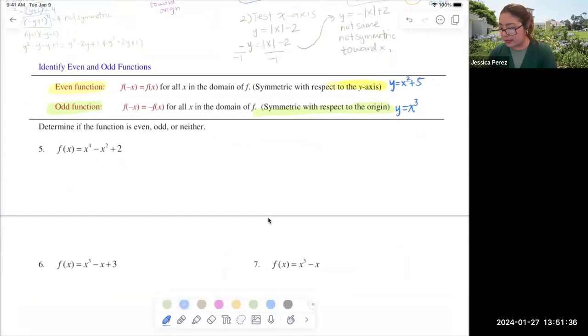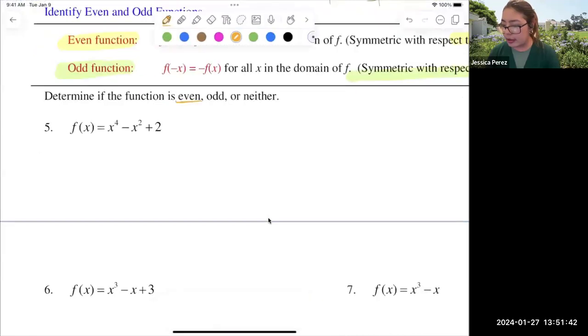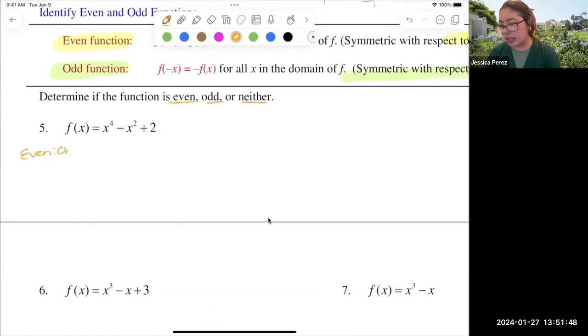So very similar to how we tested symmetry, even, odd, or neither. So how to check if it's even? Well, it's the same as checking if symmetric towards the y. It's the same. So how do we do that?